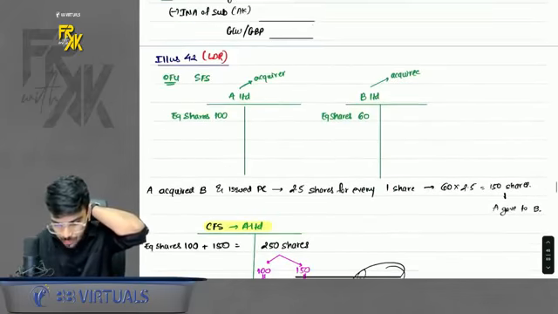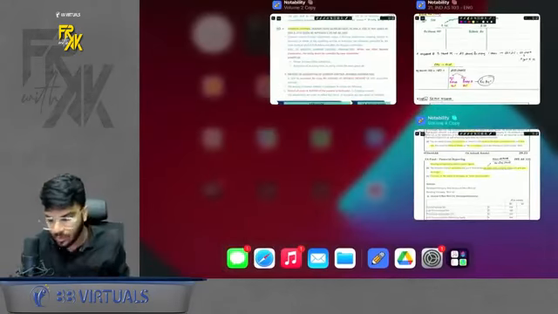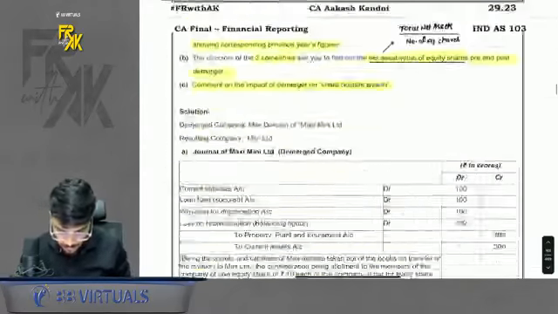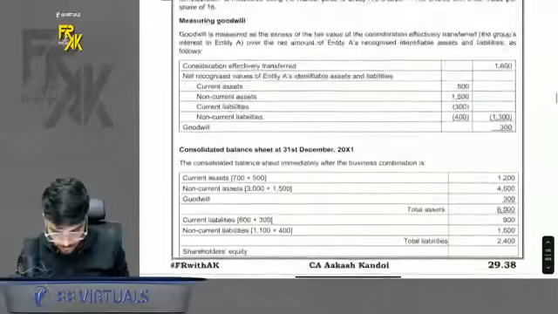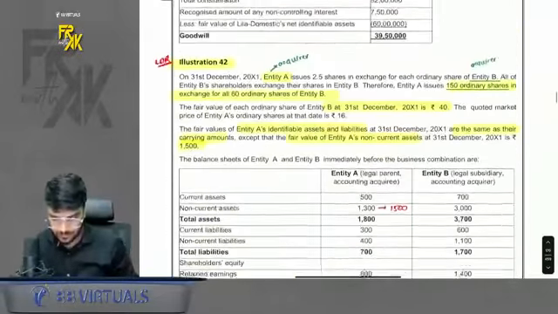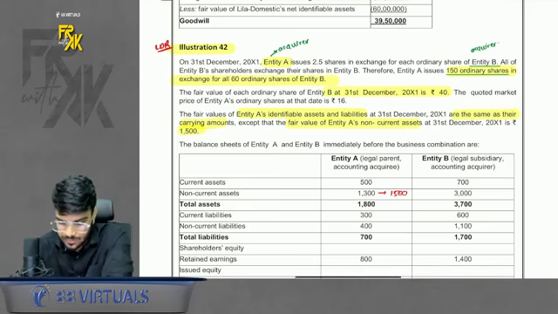We have one question to be discussed, that is illustration number 42. Acha, these board notes I will upload on my Telegram channel. You can join it and download the board notes. Okay, don't worry. Chalo, illustration number 42. Here it is. Chalo. Illustration number 42. What does it say?